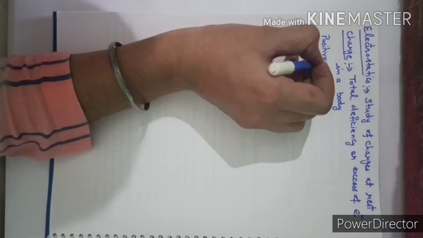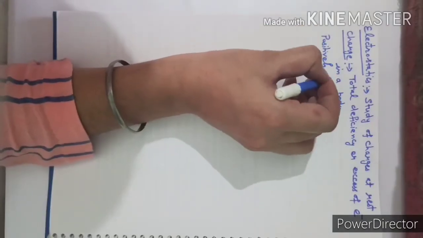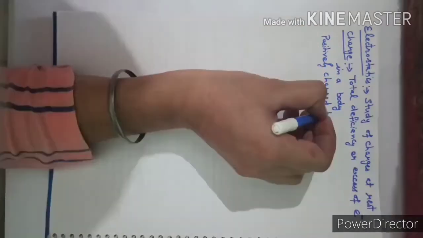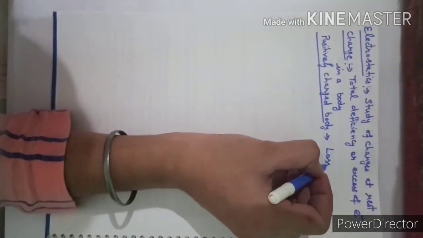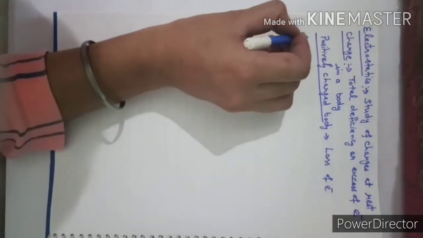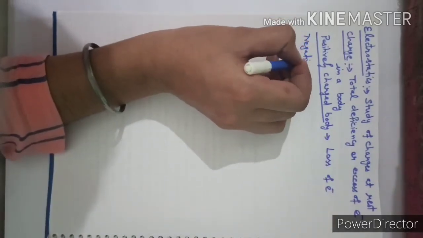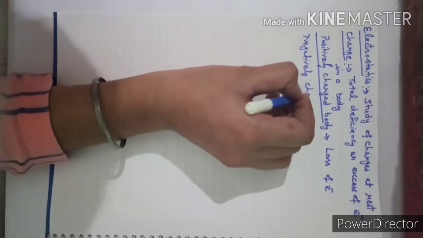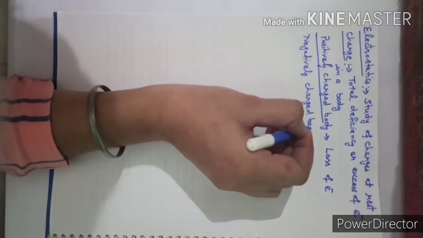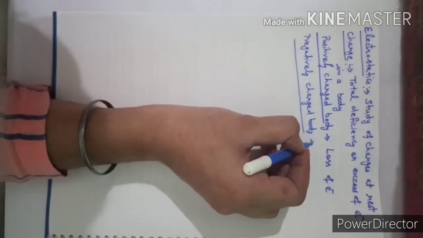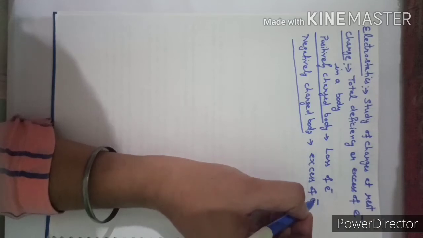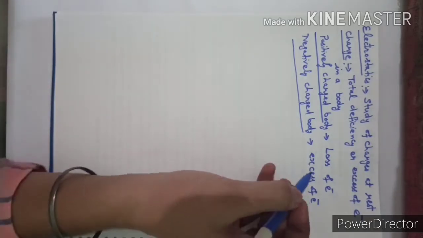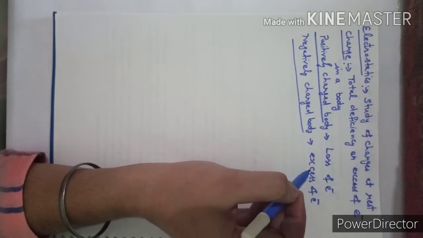Positively charged body means loss of electrons. Negatively charged body means excess of electrons. So according to loss or gain of electrons, a body becomes positively or negatively charged.